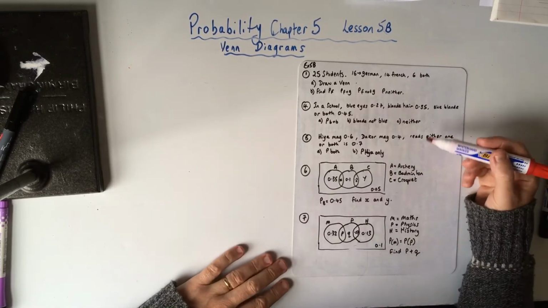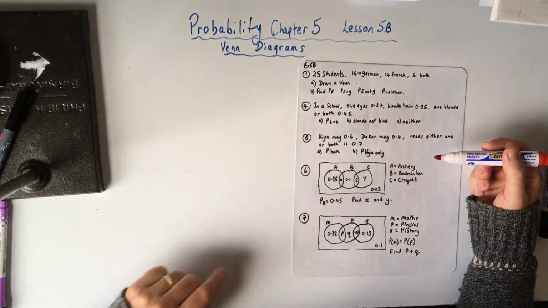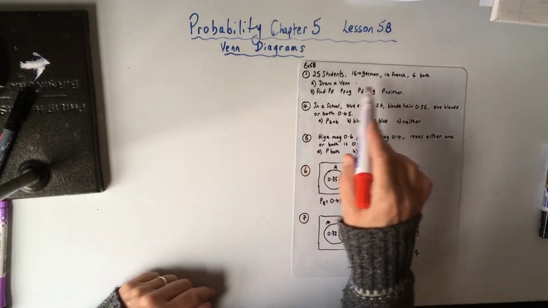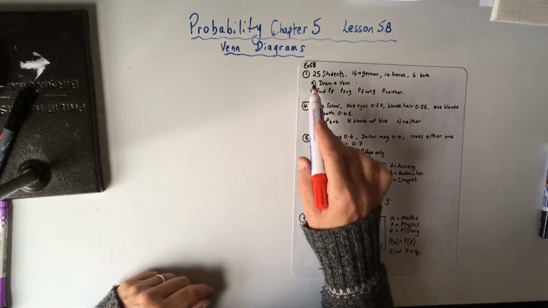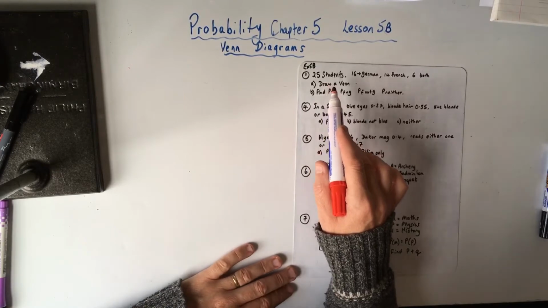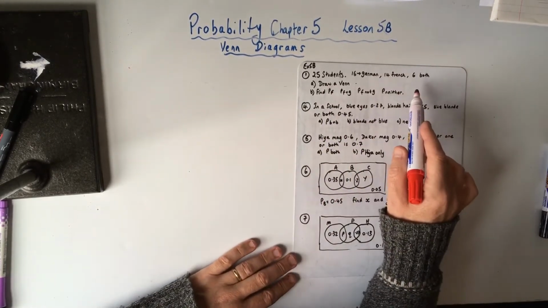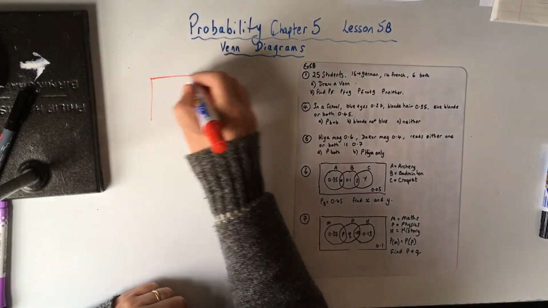So I probably won't go through both those, just one of those. All right, so here we go. Question 1. And of course I've shortened the question. So in the book it says there are 25 students in a class and they either study German, French or both or neither. So draw a Venn diagram.